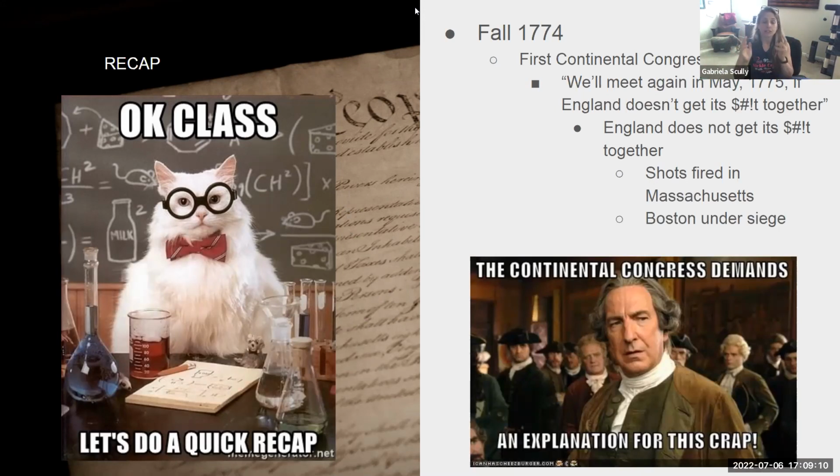Please stop billeting soldiers in our houses. Please stop having these weird kangaroo court trials and everything else. Just stop and treat us like normal citizens. And England is like, oh yeah, double down. And so England does not do its part. Shots fired in Boston, Massachusetts. And Boston is under siege, right? So this is what's going down when last we left our intrepid colonists.